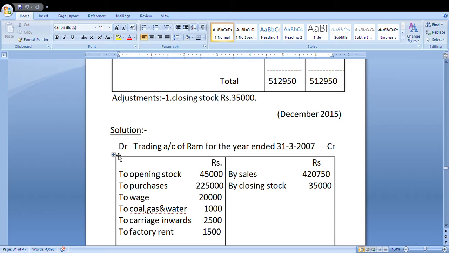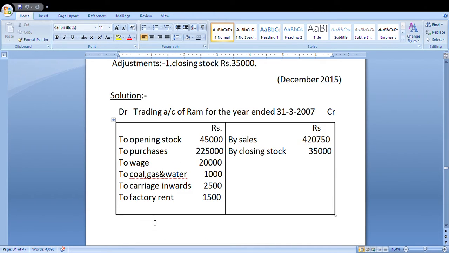One side is debit and the other side is credit. Trading account of ROM for the year ended 31st March 2007. First you start the trading account debit side. Debit side means this side, credit side means this side. This is credit, these all are debit. On the debit side, first you enter opening stock, 42,000.